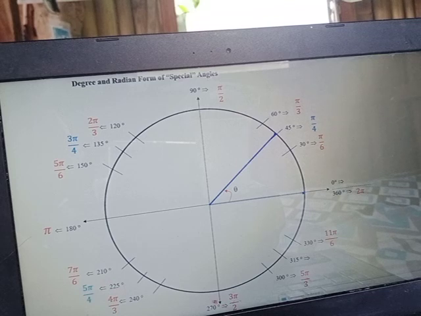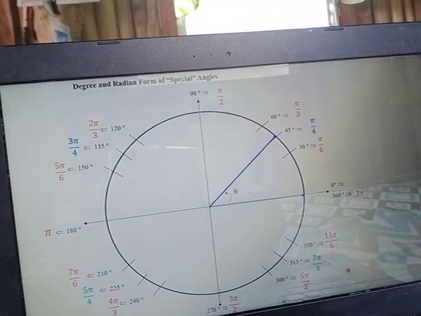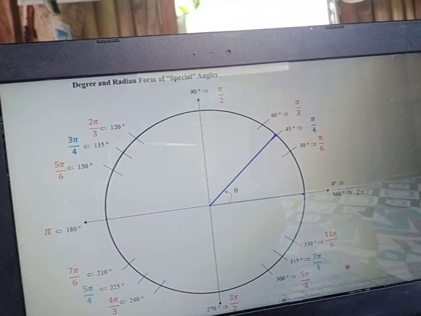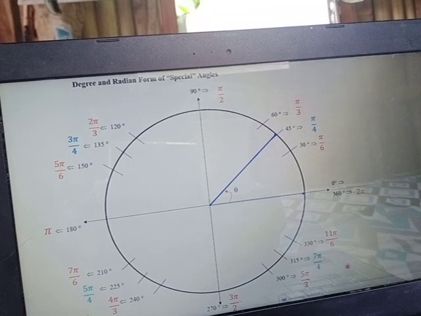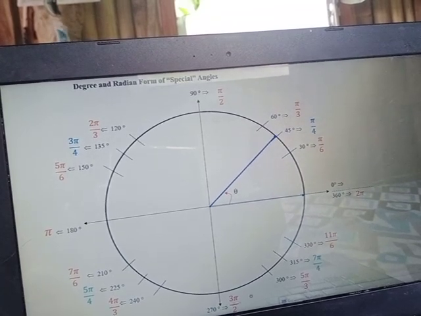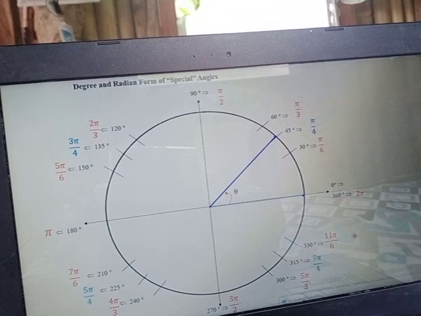Next we have 6 pi over 4, which is equivalent to 3 pi over 2, and then this is 7 pi over 4, and this is 2 pi. 8 over 4 is simply simplified to 2 pi.